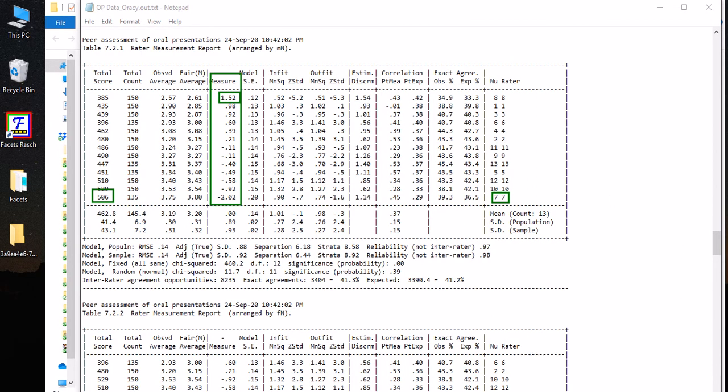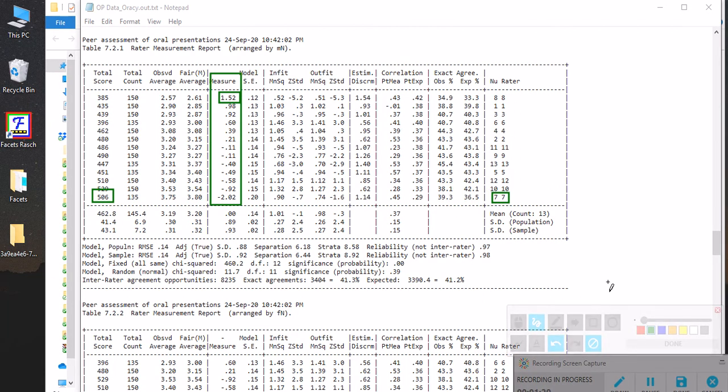So yeah, this is only technical jargon really. It doesn't mean anything about the raters. It's just relative to other raters: this person provided lower scores to the presenters, whereas this person provided higher scores to the presenters, and that's all we can say about this analysis.